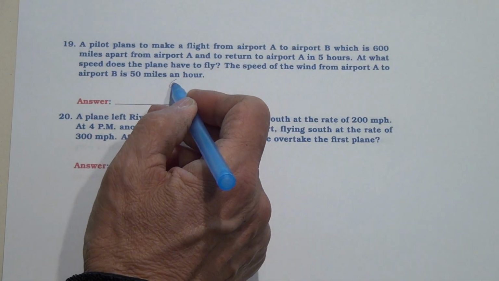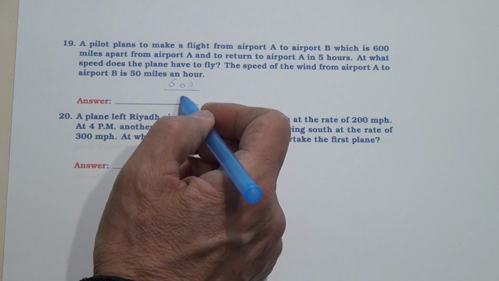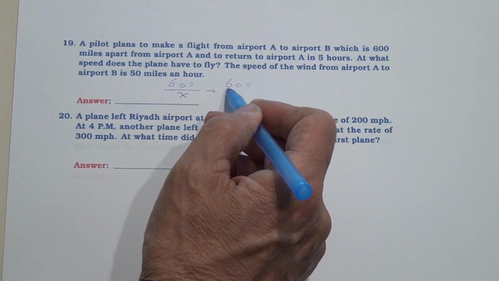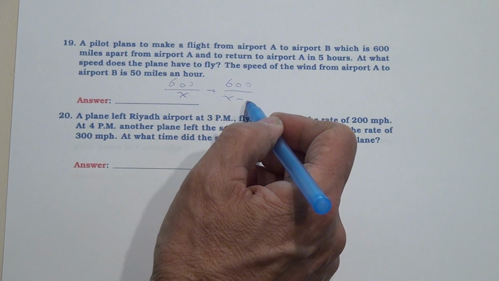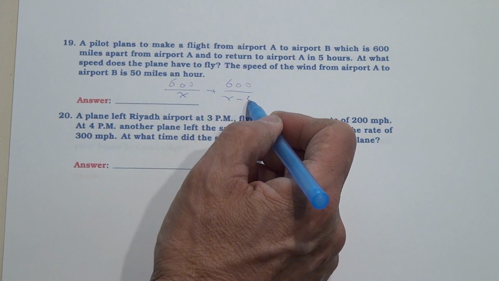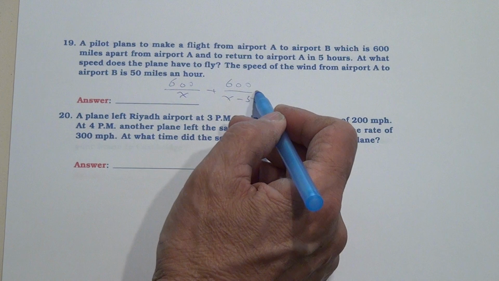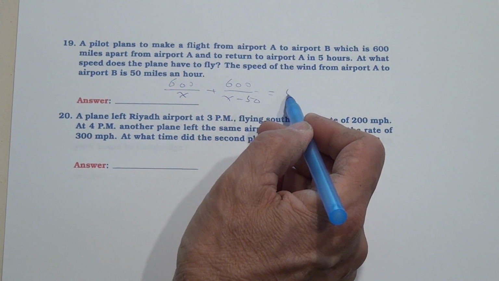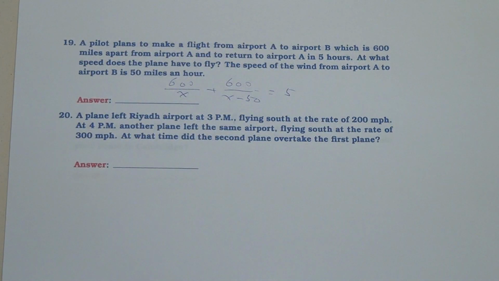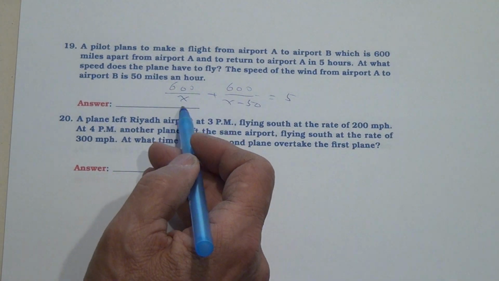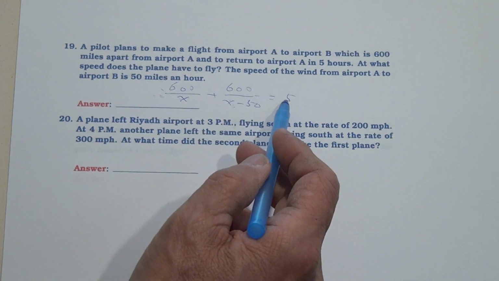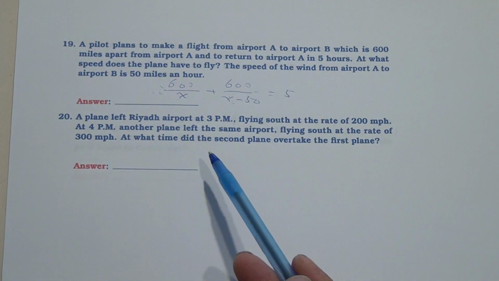Okay, 600 divided by speed x, but the other way 600 divided by x minus 50. Then total 5 hours. Okay, and here we may have trouble in solving for x. You get the common denominator and then just cross multiply and solve it.